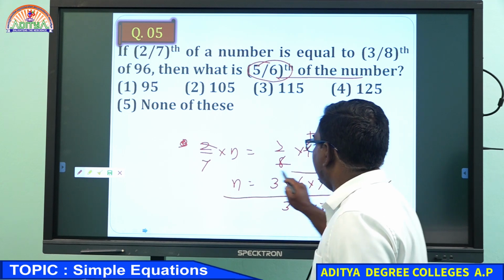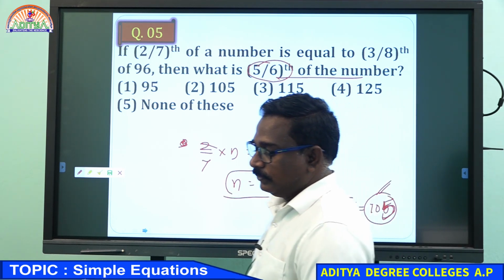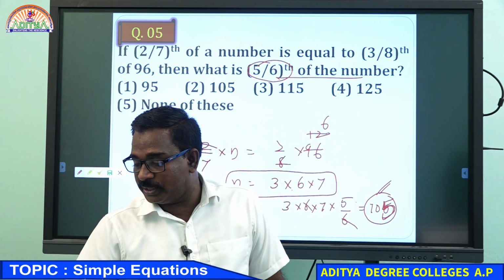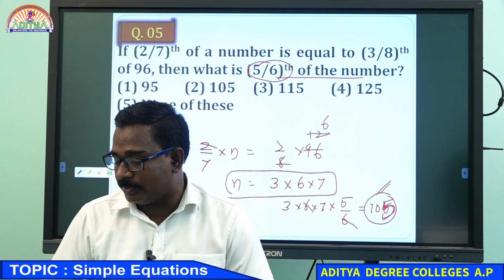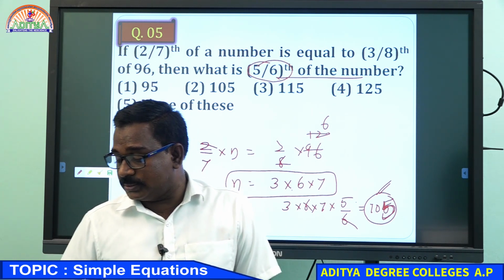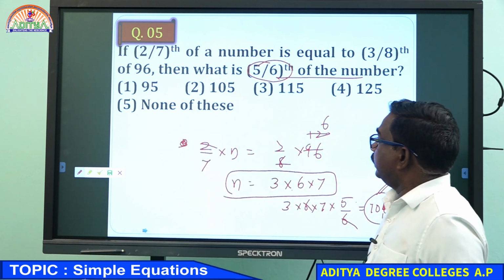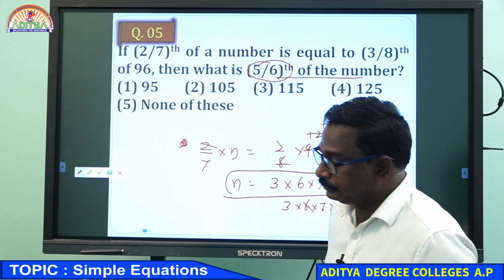Here we are getting the number, and 5/6 of this number is asked. Very good. All of you wrote 105. Very good. One more example I will give. Very simple sums will be given. Every company will give 2 more questions, right? A typical example I will give.